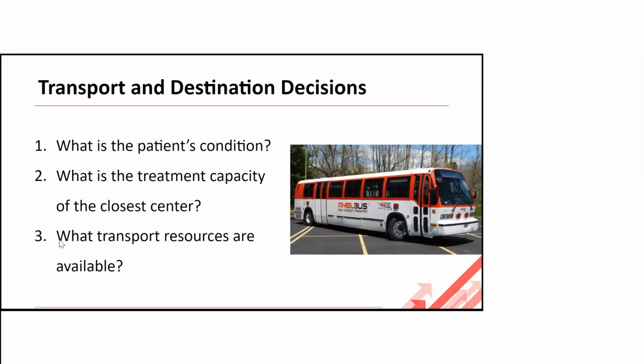Now, as I keep emphasizing, transport decision-making is part of the triage process, okay? In terms of what is the patient's condition, and what is the treatment capacity of the closest center. If it's a health center, that's not going to help a patient with a penetrating chest injury, but it could help a patient with minor cuts and bruises, for example. And then what transport resources are available, okay? So it's not always that you have to wait for ambulances. You could easily use whatever resources are available.